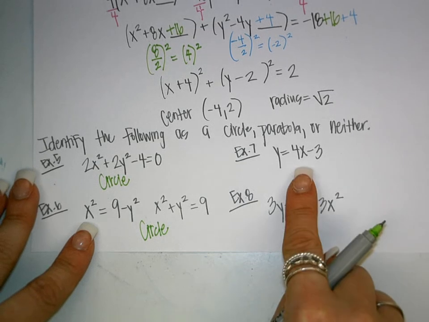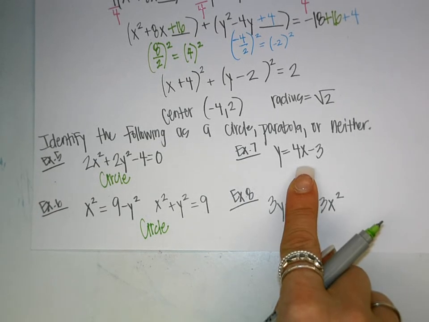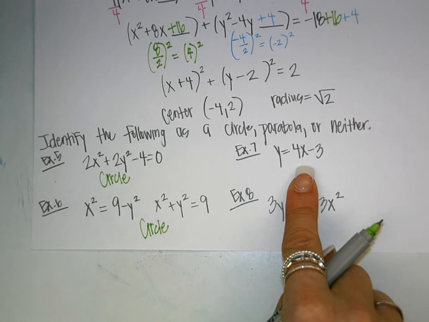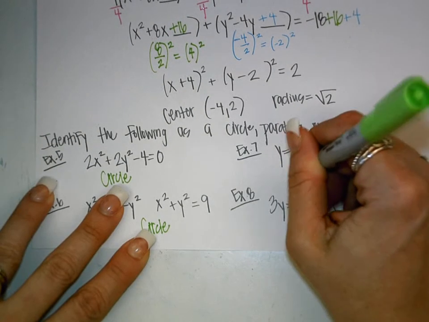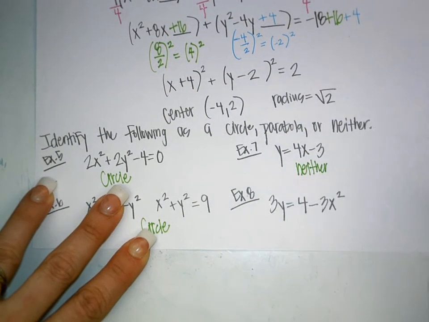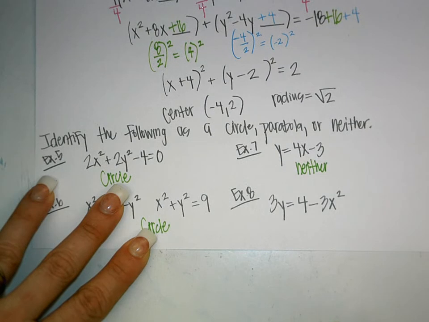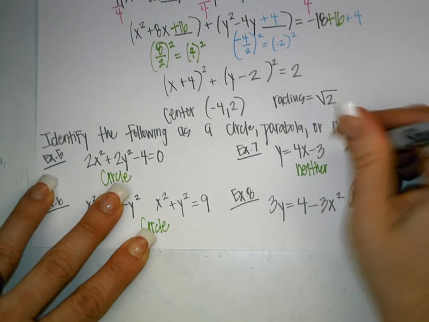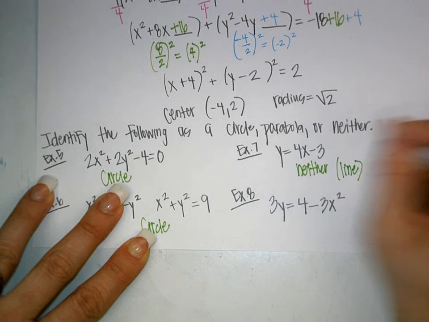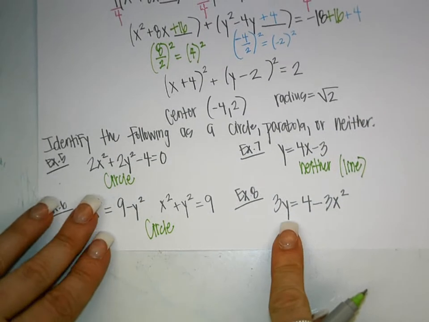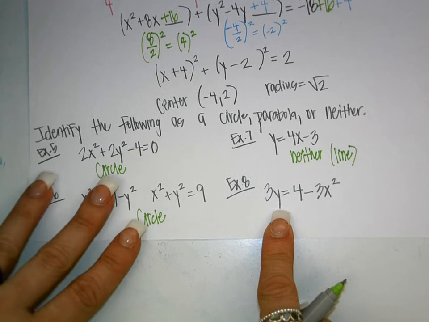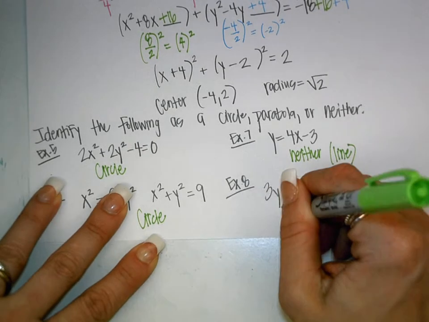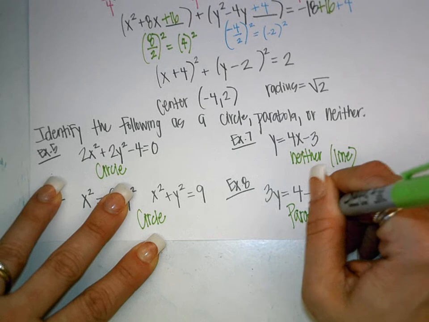How about here? Obviously not a circle because it doesn't have 2 squares. Does it have 1 square? No. So it's not a parabola, so it must be a what? Neither. Okay? This is actually the equation of a what? What kind of shape is this an equation of? Anyone know? It's just a line. Okay, it's like a y equals mx plus b line. Okay, and then the last one, what kind of equation is that? Has only 1 square, so if it has 1 square, it's a parabola. Those are your answers.